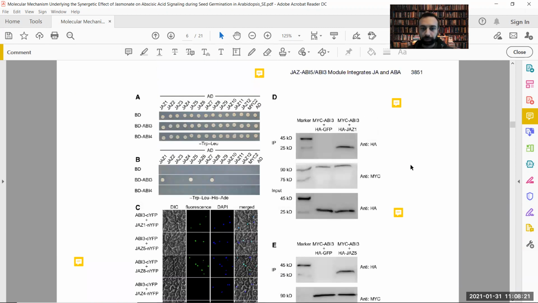So here we see the immunoprecipitation part, and here is the input part. What does input mean? Input means the control. This is what enters the reaction. Without immunoprecipitation, what we have at the beginning is input.